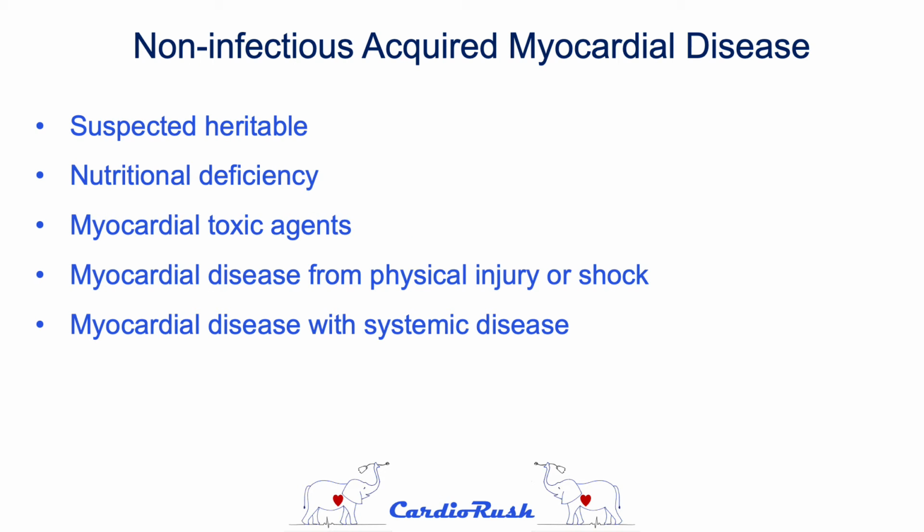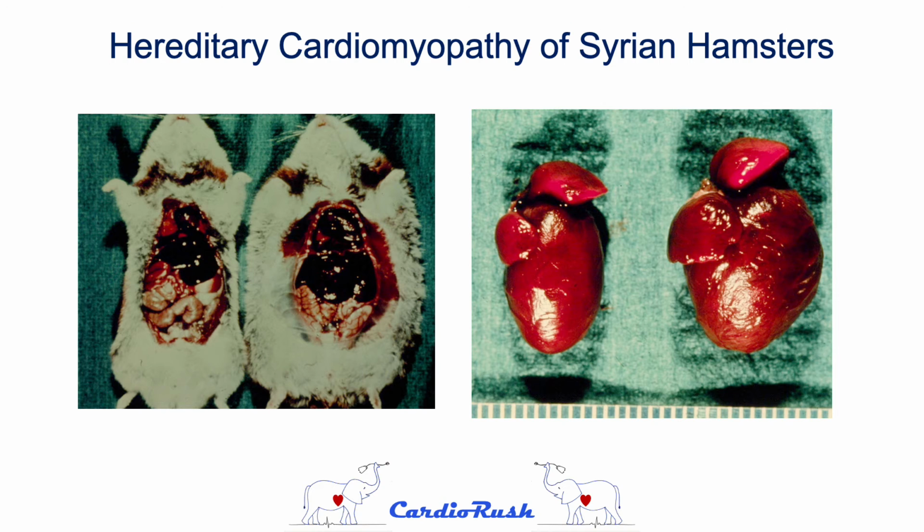And there are a variety of non-infectious acquired myocardial diseases that we should have some familiarity with. Some of them are suspected to be heritable. There are nutritional deficiencies, myocardial toxic agents. We see cardiac changes as a result of physical injury or shock, and myocardial disease can be noted in certain systemic disease processes. An example of a presumed hereditary problem is a hereditary cardiomyopathy in Syrian hamsters, and there are a variety of other rodent models that have been created to develop cardiac disease or systemic hypertension.